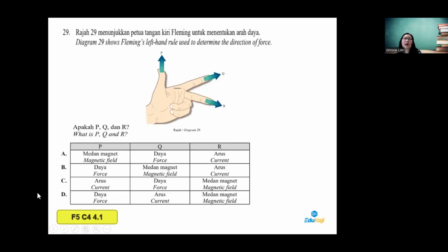29. Show Fleming's left-hand rule used to determine the direction of force. So what is PQ? Your Fleming's left hand rule is always the standard FBI. Whether left hand or right hand, they all refer to the same quantities. F is the force, B is the magnetic field, and I is the current. So the answer is B.